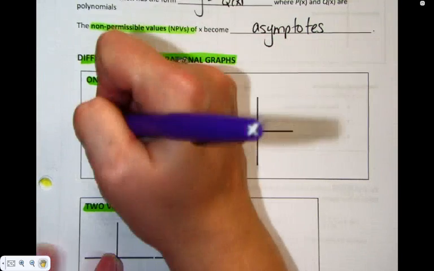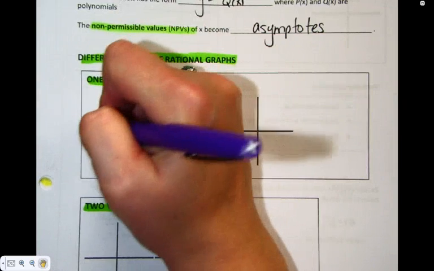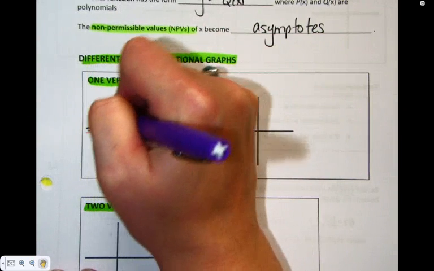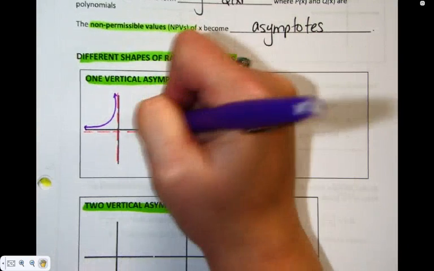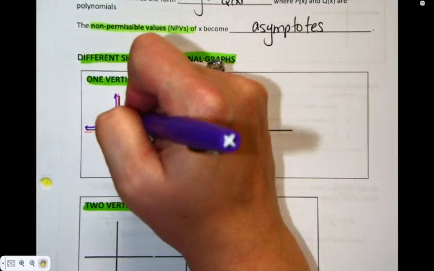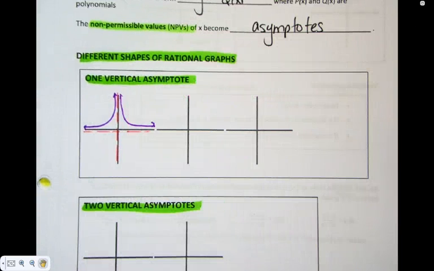And here's the shape that should look familiar. So we know that asymptotes can't be crossed, so the graph will approach each of these asymptotes on the left-hand side. And then it will have a mirror image on the right-hand side, also approaching each of the asymptotes.